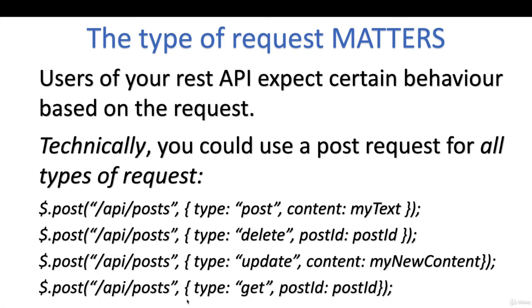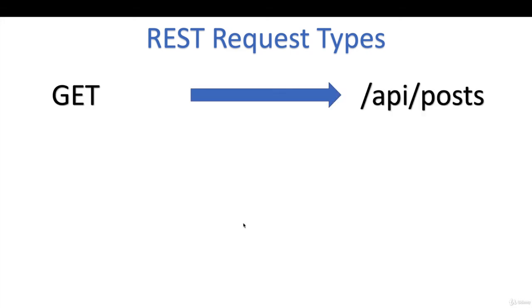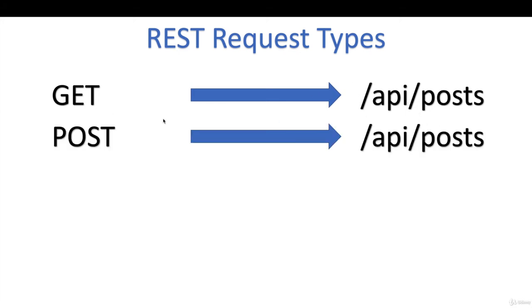But just because you could literally do it like this, a post request for all of them, where you just specify the type of request you're doing, you shouldn't do that. So the correct way to do it is to use a certain type of request for every single operation. So for example, a GET request would be used to retrieve posts, right? So if you wanted to get some posts, you'd do a GET request to this URL. If you wanted to create a post, you'd do a POST request to this URL, right?